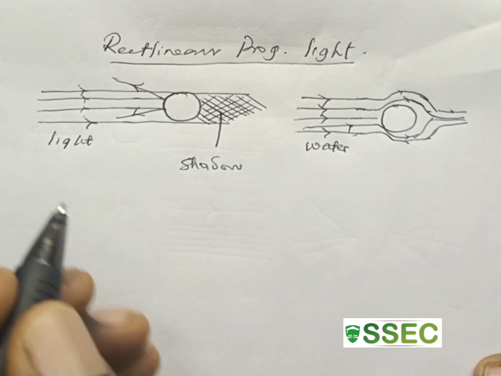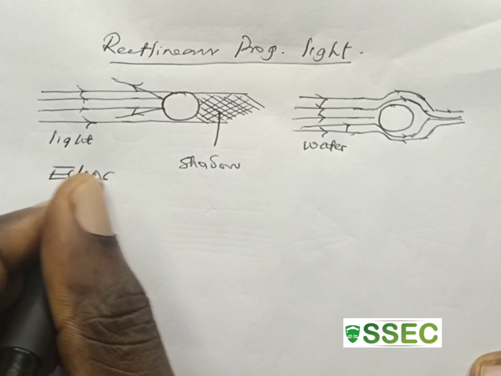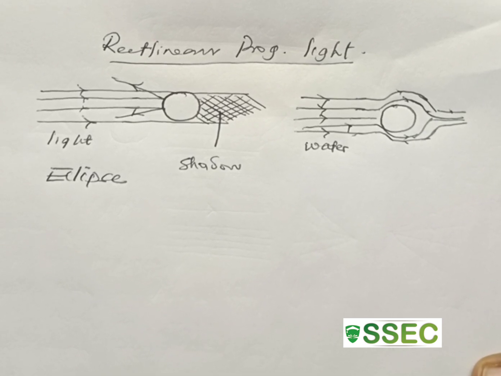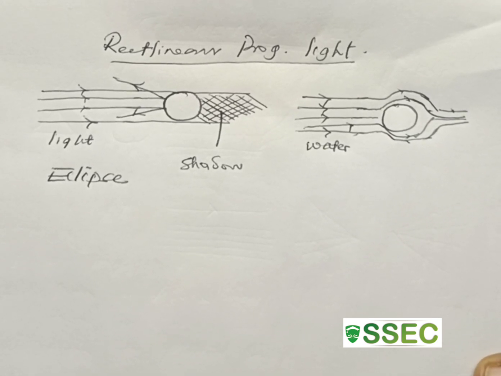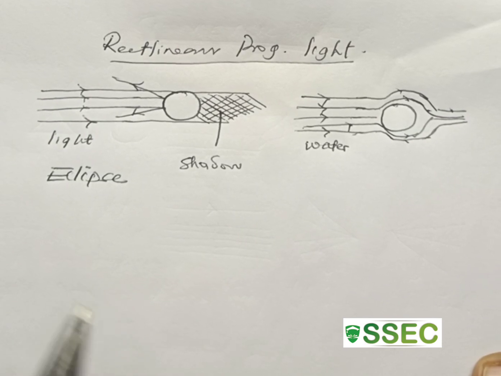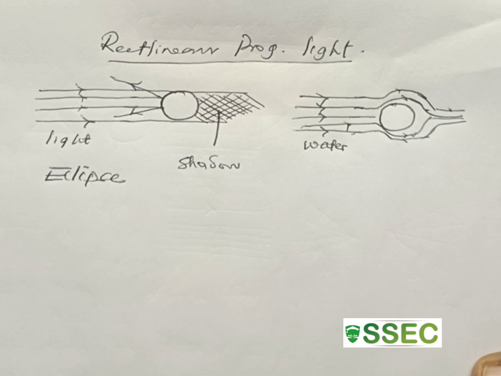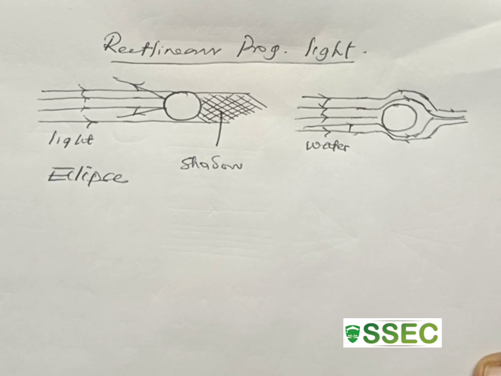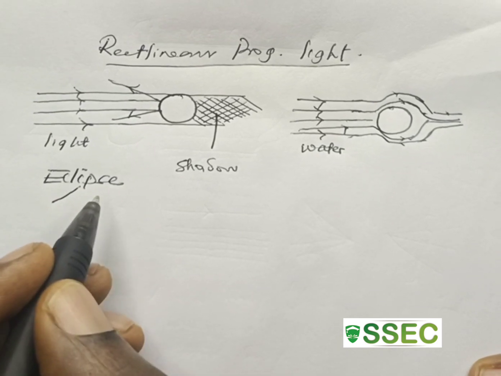So this leads us to study what is called eclipse. This is an obstruction of light from one celestial body by the passage of another body between them. I said eclipse can be defined as an obstruction of light from one celestial body by the passage of another body between them. We have basically two types of eclipse.